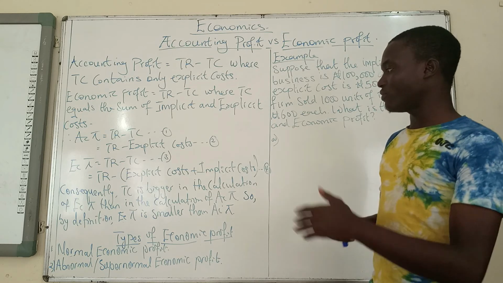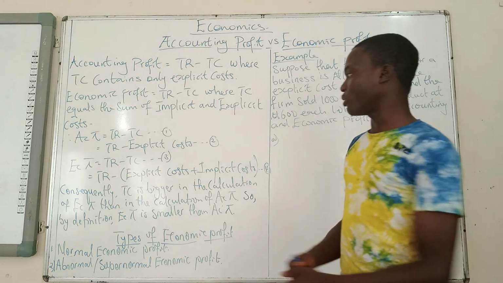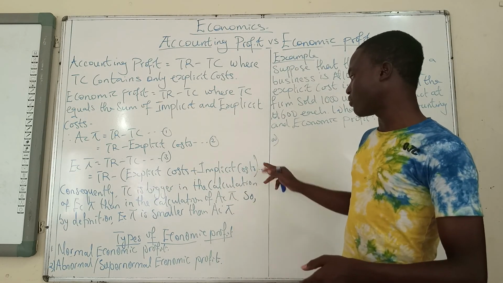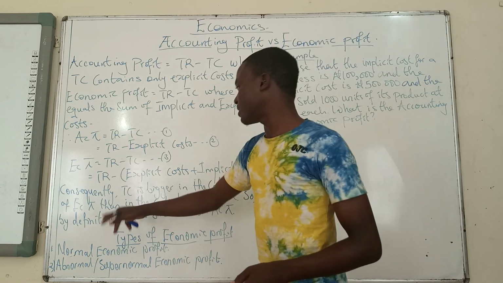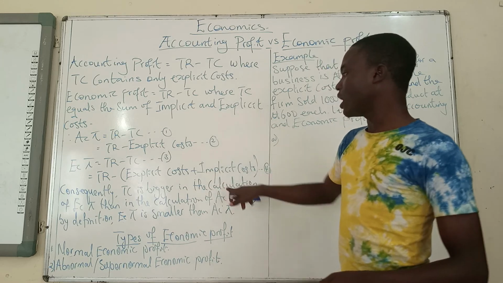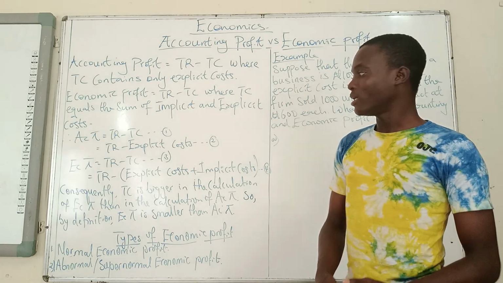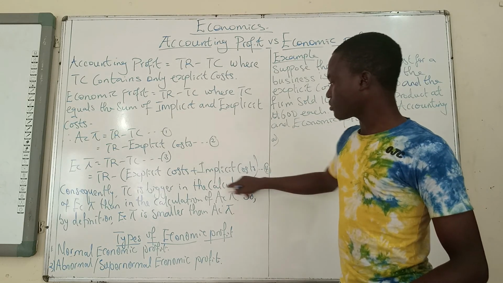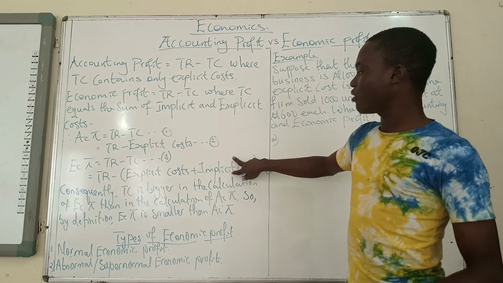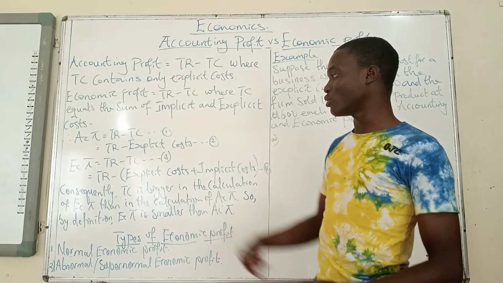Now the thing is, at the end of the day, TC is bigger in the calculation of economic profit, because it is made up of explicit and implicit costs. It's bigger than that in the calculation of accounting profit. Accounting profit is just this. So by definition, economic profit is smaller than accounting profit. Because you are also making allowance for implicit costs, economic profit will end up being smaller than accounting profit. So by definition, that is how it goes.